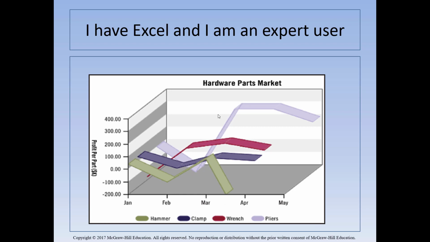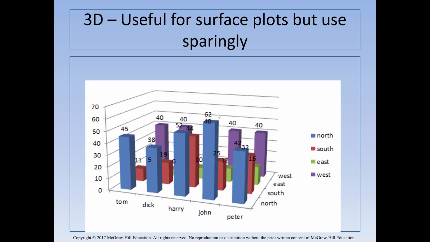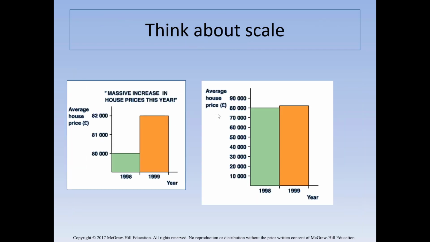Again, this is an Excel graph. This is somebody who's just gone to Excel and done the fanciest graph possible. A simple 2D graph would have been much better here. Same again. This is even worse. You can't see some of the data behind the front data, so some data is completely hidden.